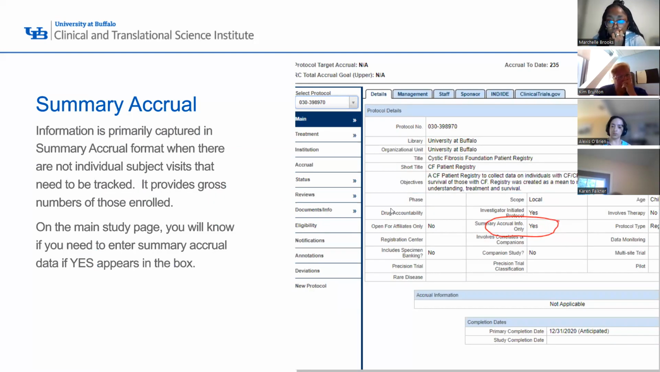Summary accrual. From your homepage, you will see this field, the summary accrual only, is going to be either a yes or a no.